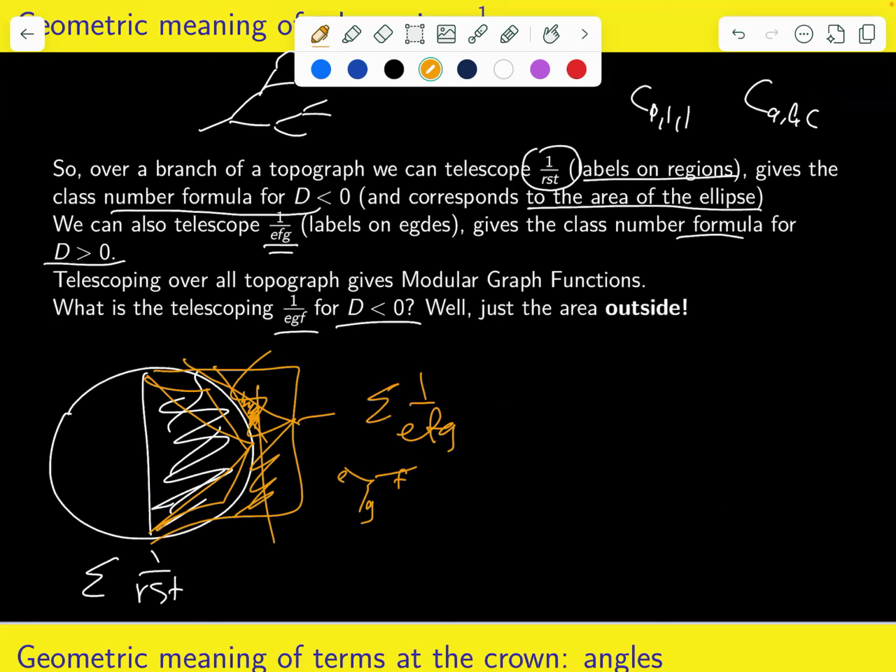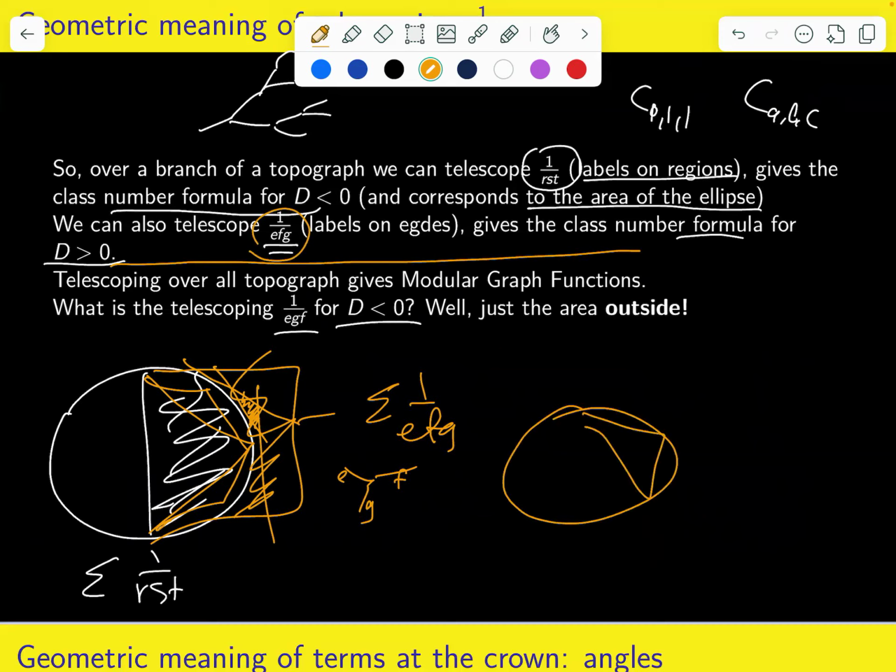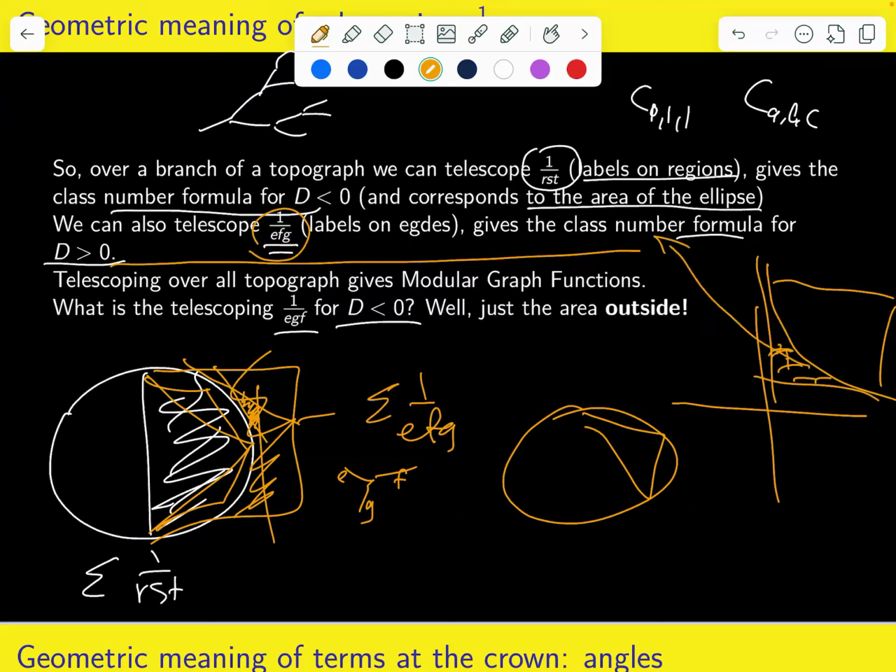So this way, maybe you can understand why we compute this class number formula for D bigger than 0 over edges. Because if you have an ellipse, you count triangles inside. But if your discriminant is positive, you have a kind of hyperbola, and it's not clear what to compute inside, but maybe it's easier to compute something outside. So this thing corresponds to the class number formula here, and you need to telescope over the edges.